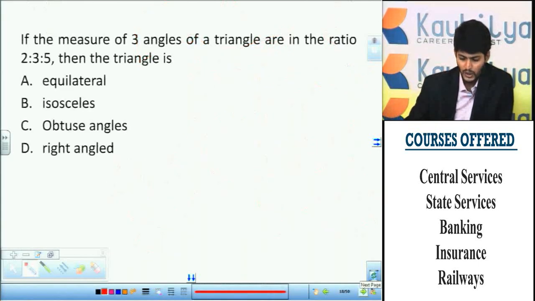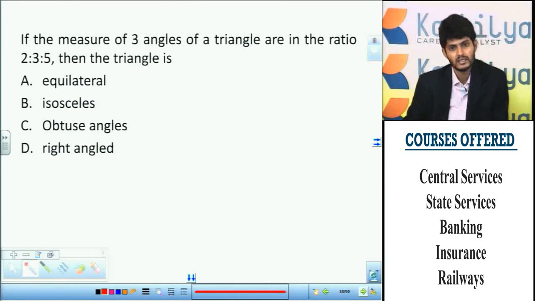Okay, now coming to another important unit of your examination, which is geometry. And in geometry you also have something called mensuration, and subsequent to that you have trigonometry. If I am looking at your first basic question: the measures of 3 angles of a triangle are in the ratio 2:3:5, then the triangle is.